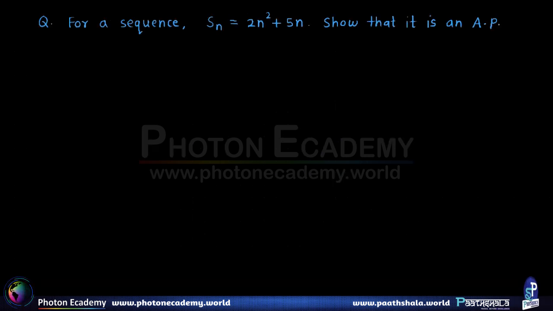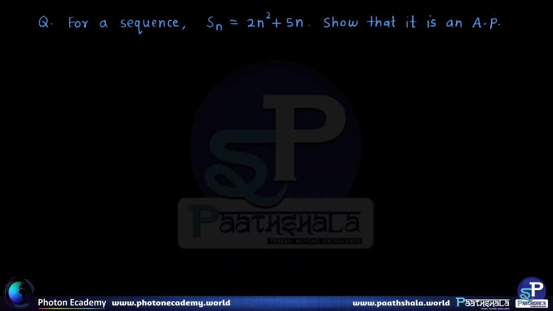For a sequence, it's given that Sn is equal to 2n square plus 5n. Show that it is an AP. Right. Now here, to show that it is an AP, we have to show that the difference between two consecutive terms is a constant. That means it does not depend on n, that is the term number.